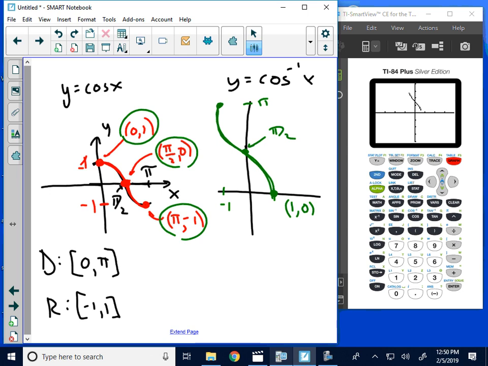And if we needed the domain and range, again, we just swap x's and y's. So if you know it for the wave, it's real easy to put it down for the inverse function. Okay.